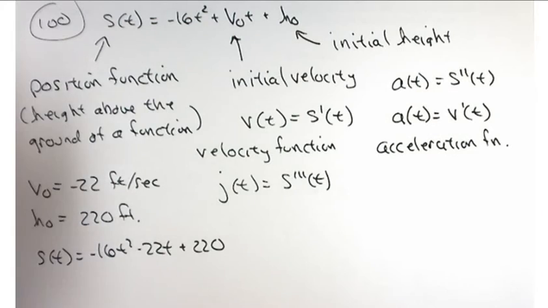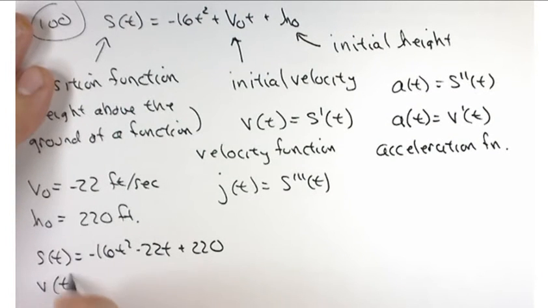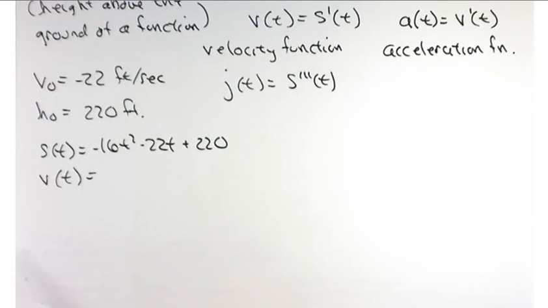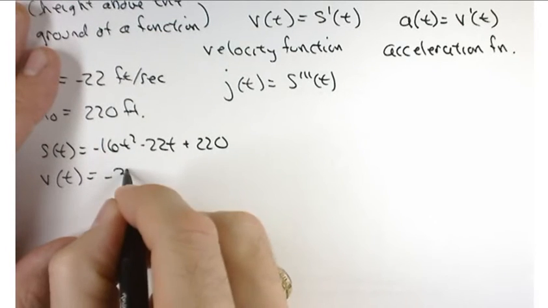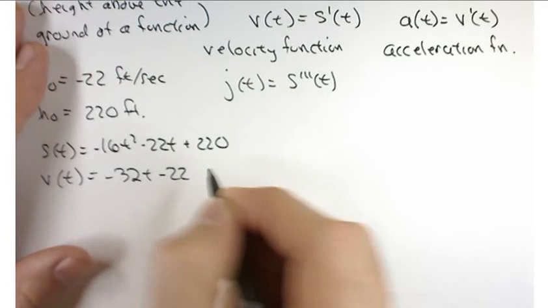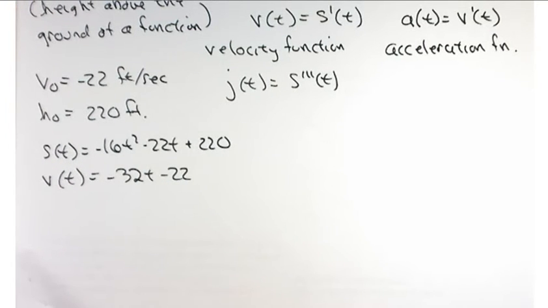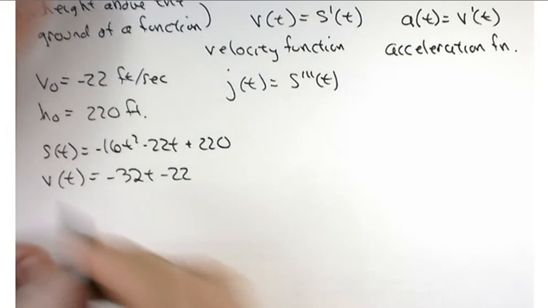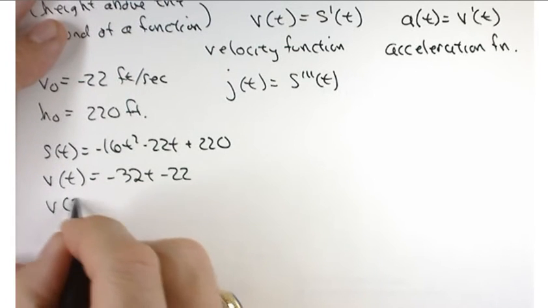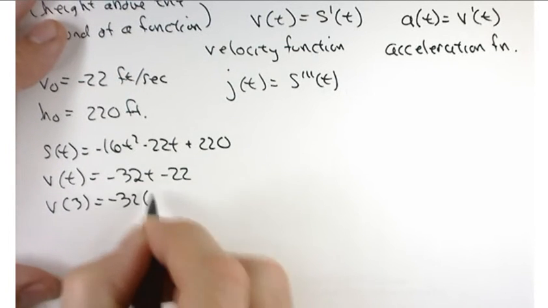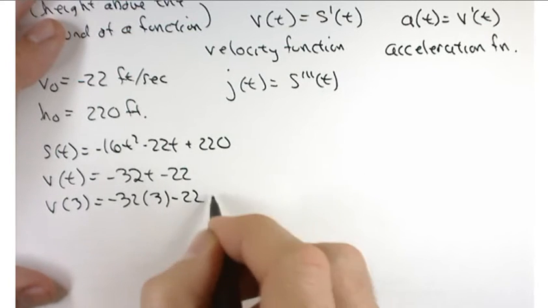So the derivative here, v prime of t. Good. Minus 32t minus 22. Exactly. If you want to know the velocity after 3 seconds, then plug in t equals 3. So v of 3 would be negative 32 times 3 minus 22. That's what, negative 118?